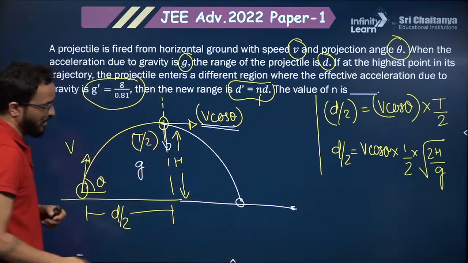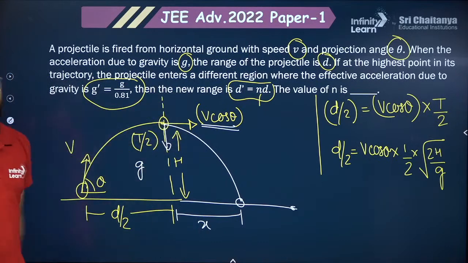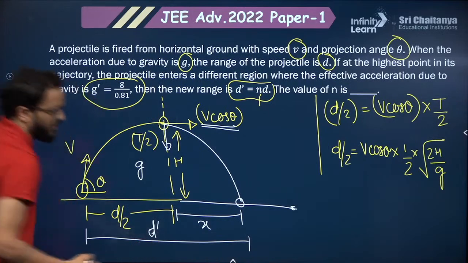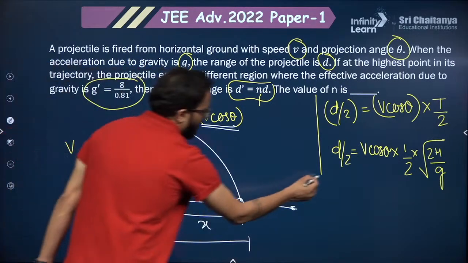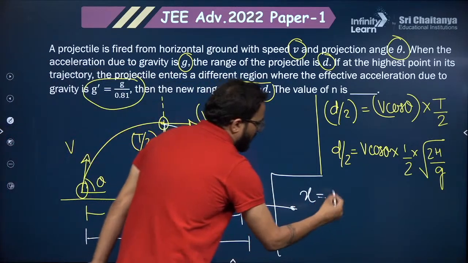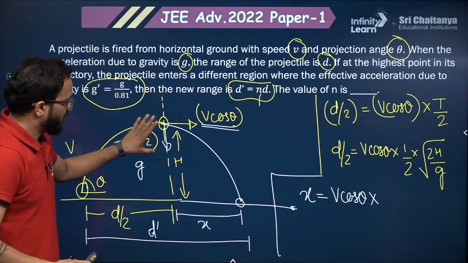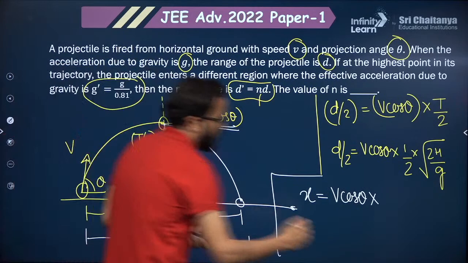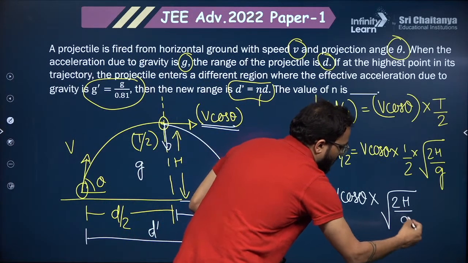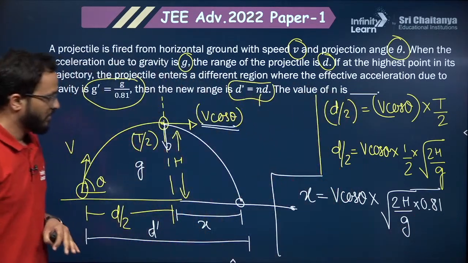So this distance x we have to find out, and x plus d by 2 will give you d dash. Clear? So this overall bit is your d dash. Is it clear? So shall we move ahead now? So what is x? X will be equal to v cos theta into same time. So time will be root over 2h upon g by 0.81, because new g will be used here. Right? Are you understanding?